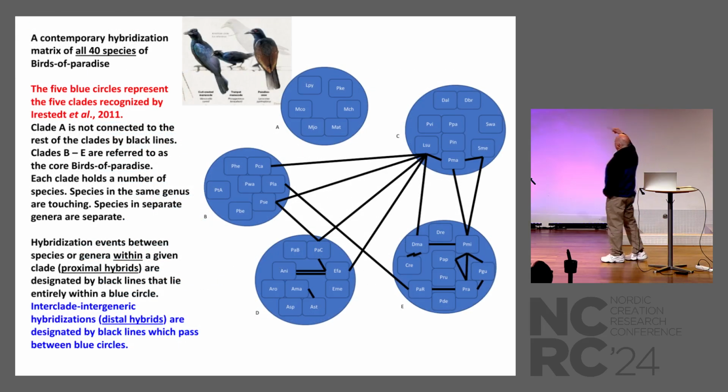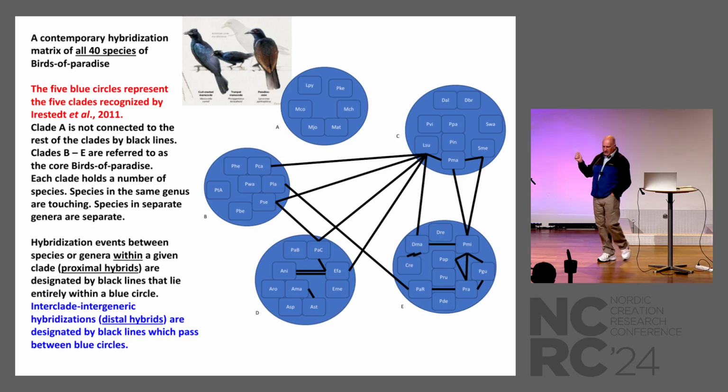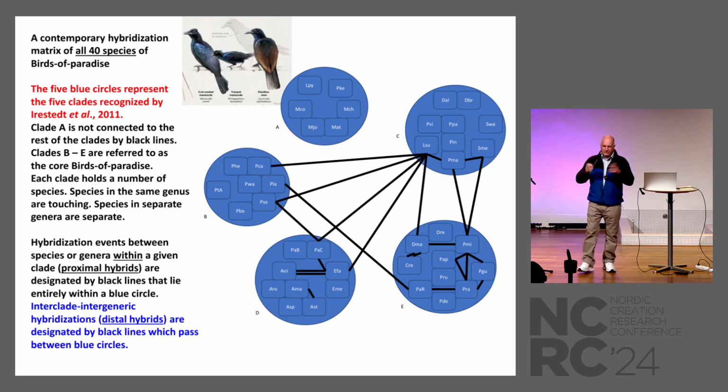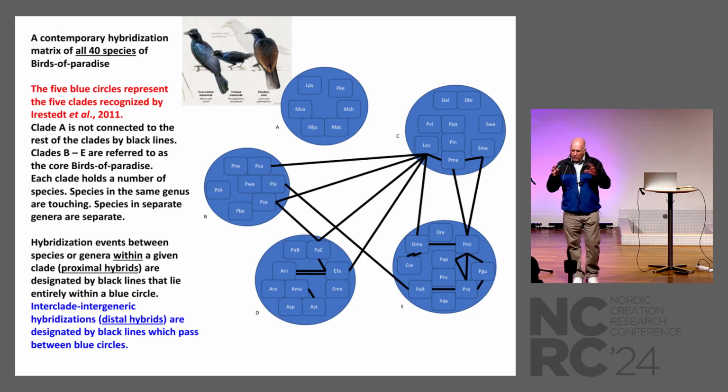This is then one way of considering the hybrids and the hybridization matrix. And you've got all 40 species of birds of paradise here, and whenever there is a cross between separate genera, I've highlighted that with a black line. And you can see there's, I think, 24 of them. But what I want to do, and this is going to require thinking caps, is I want you to think about what this might be telling us.